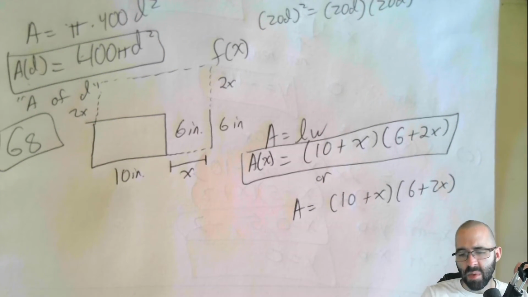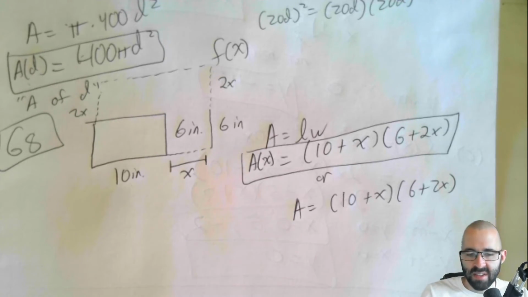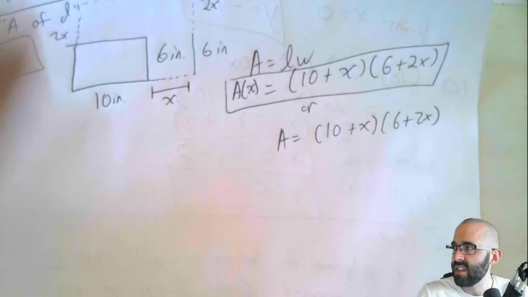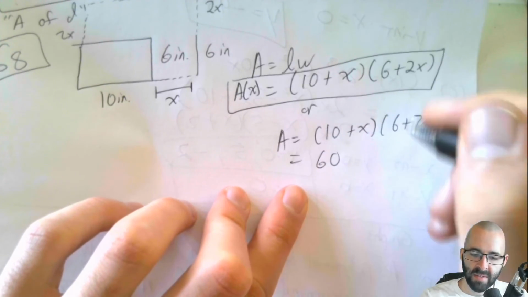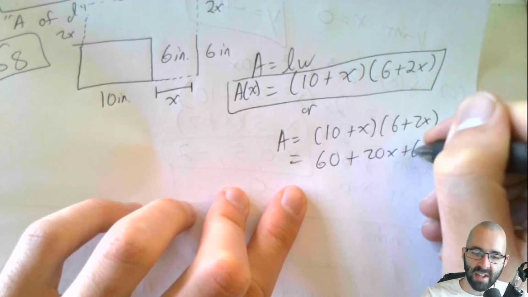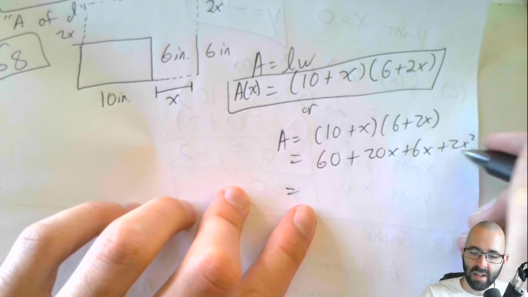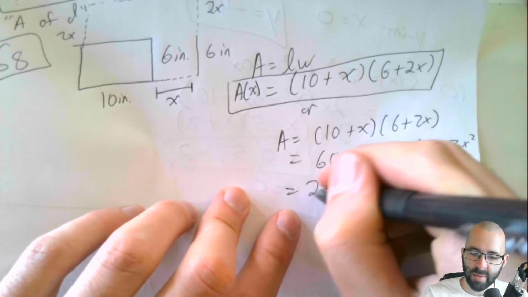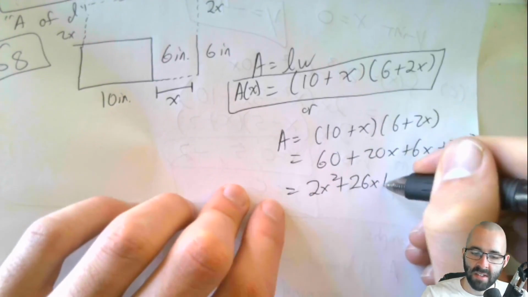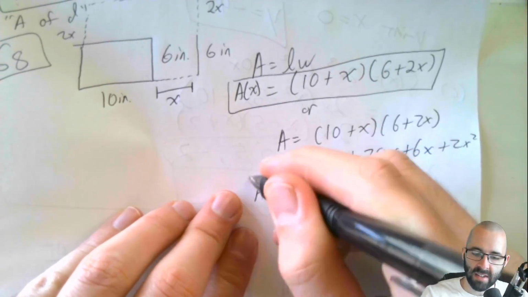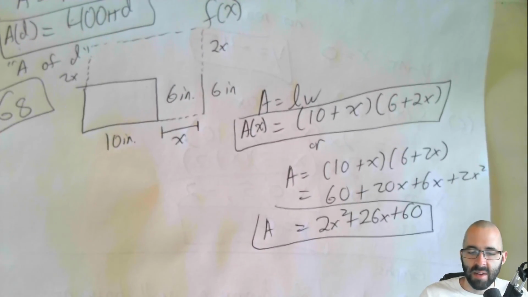If you wanted to simplify this, you could. I think it's kind of nice to have in factored form. Sometimes you want it simplified. You could FOIL this out if you wanted. This will be 60 plus 20x plus 6x plus 2x squared. This would be fine as well. And then write it in general form. So this x squared term in the front. And then 20x plus 6x is 26x. You could also write it like this, with or without the A of x. A lot of ways I'll accept for something like this.